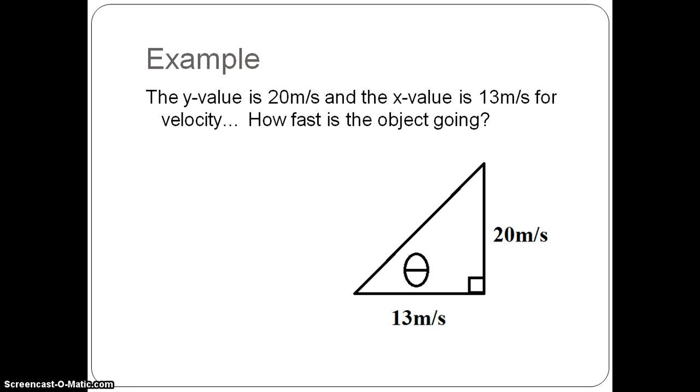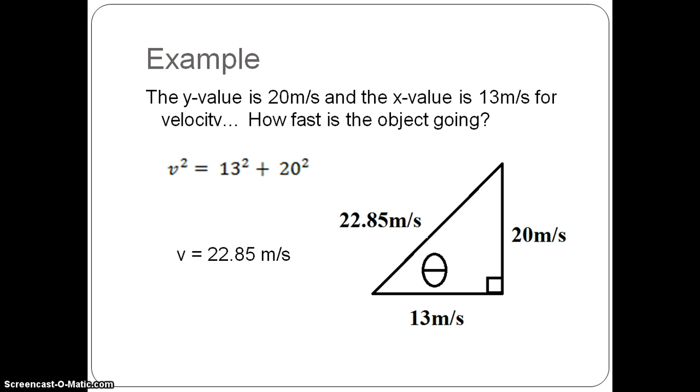So for example, we have in this problem something's traveling 20 meters per second in the y direction and 13 meters per second in the x. So the question is, how fast is it going? We use Pythagorean's theorem, v squared equals 13 squared plus 20 squared, and solve for v. We get 22.85. That means the velocity is 22.85 meters per second.